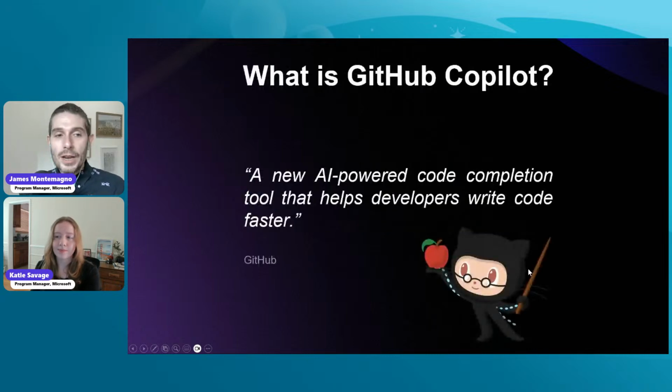All right, let's talk about GitHub Copilot. First and foremost, what is GitHub Copilot? We get this question all the time. Really, it's an AI-powered code completion tool that helps developers write code faster. That's part of it. If you were in an elevator with your boss and they asked what it is, that's what Katie would say. But it's actually a lot more than that, because GitHub Copilot is sort of everywhere.